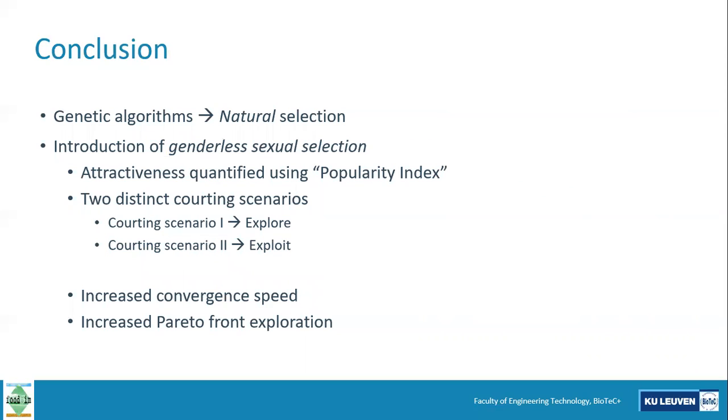The attractiveness of a solution is quantified using a popularity index, and we've distinguished two different courting scenarios. The first one emphasizing the exploration of the feasible space, while the second one emphasizes the exploitation or convergence to the Pareto front. As a result of this, we can see an increase in convergence speed as well as an increase in Pareto front exploration.